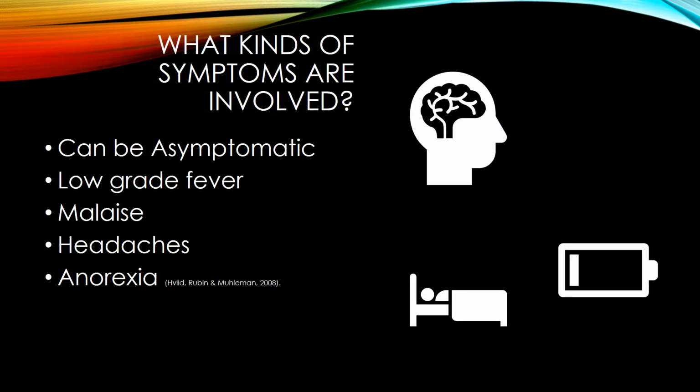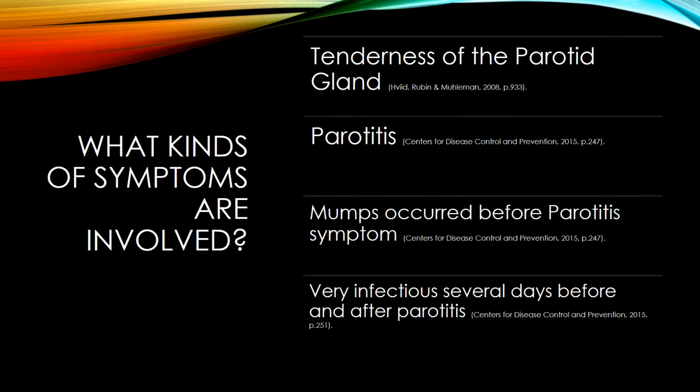Mumps can appear as both symptomatic and asymptomatic. Asymptomatic meaning that there can be no symptoms at all. However, when there are symptoms manifesting, it is often non-specific, such as a low-grade fever, malaise, headaches, and sometimes anorexia. There is also a manifestation that reveals tenderness of the parotid gland located below and in front of your ear canal. It should be noted that when parotitis does show up as a symptom, it is usually seen 16 to 18 days after the initial infection of mumps has already occurred, with most of the infectious period being several days before and after the onset of parotitis.